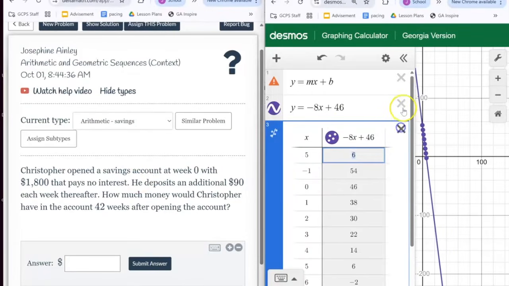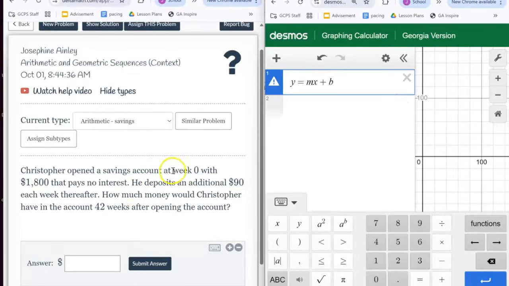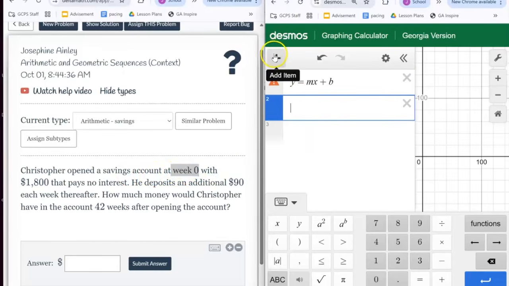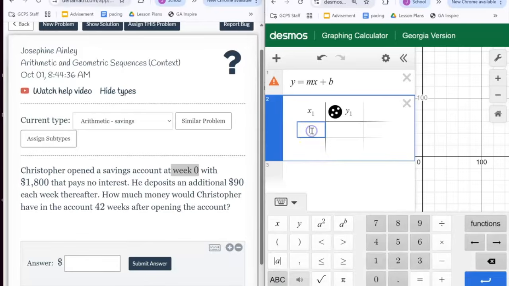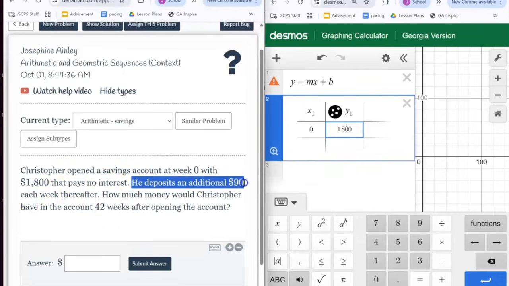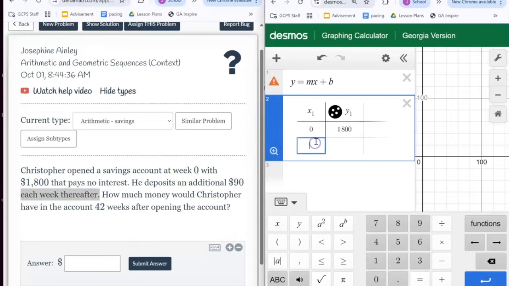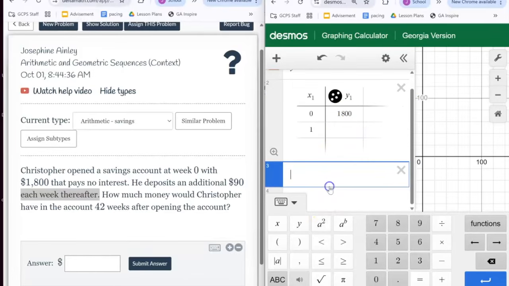All right, so we're going to do another question. Christopher opens a savings account at week 0. So you see, as soon as it says specifically what it is, you have to use what it says. So if it doesn't mention anything, it's linear. If it does mention, it's a sequence. So he opens a savings account at week 0. So this time you're telling me. So I'm going to put in a table and tell Desmos, hey, they said at week 0, this person is going to make 1,800. Pays no interest. He deposits another 90 each week after. So week 0, 1,800. Week 1, he's going to add, what is it? 90. So this is going to be 1,800 plus 90. It's going to be 1,890.